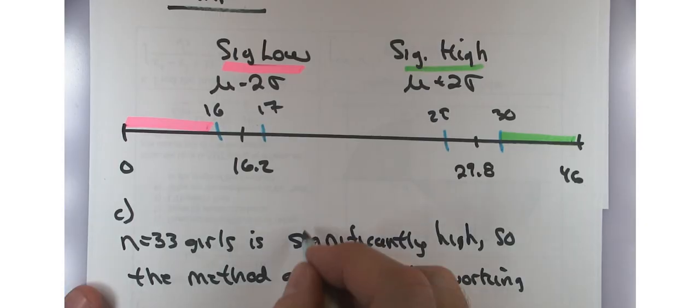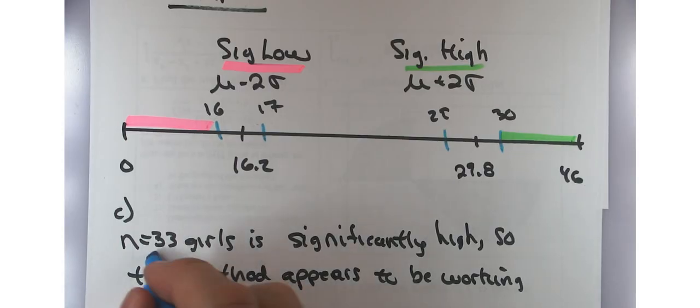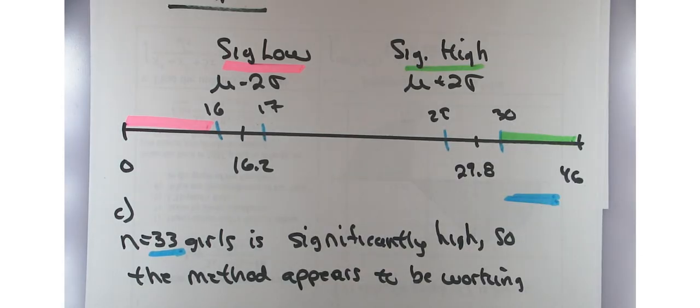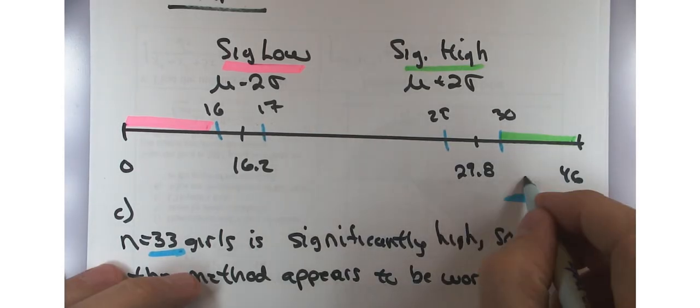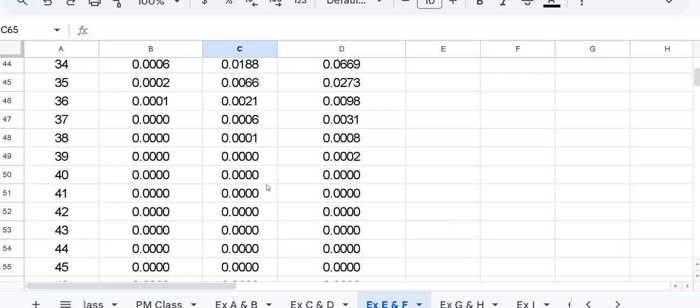Another way you can see that is to look at the probability of getting, say, 33 or higher from your probability distribution. So let's take a look here at 33. Certainly it's in the significantly high region. But let's take a look at those associated probabilities.